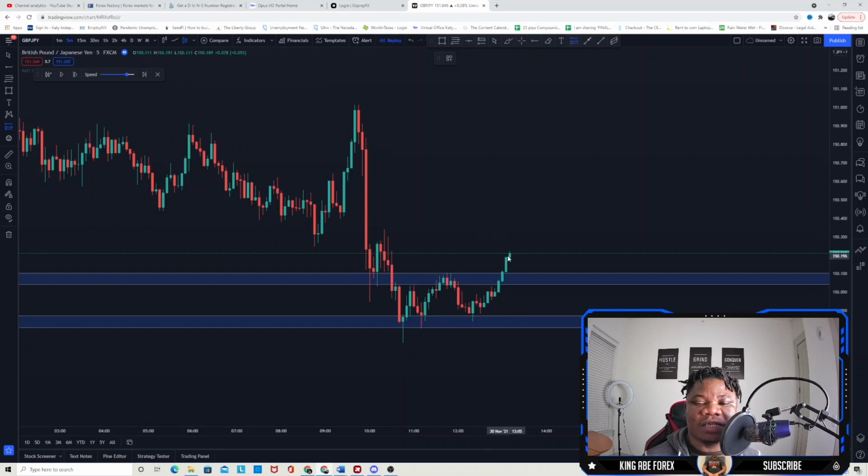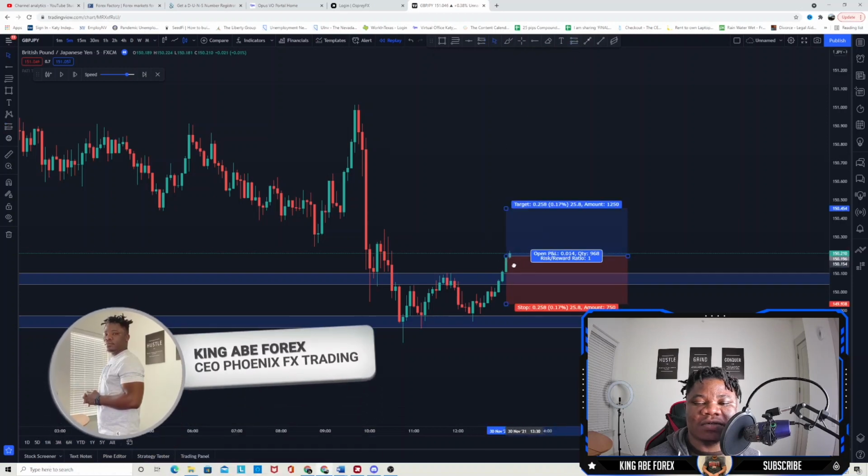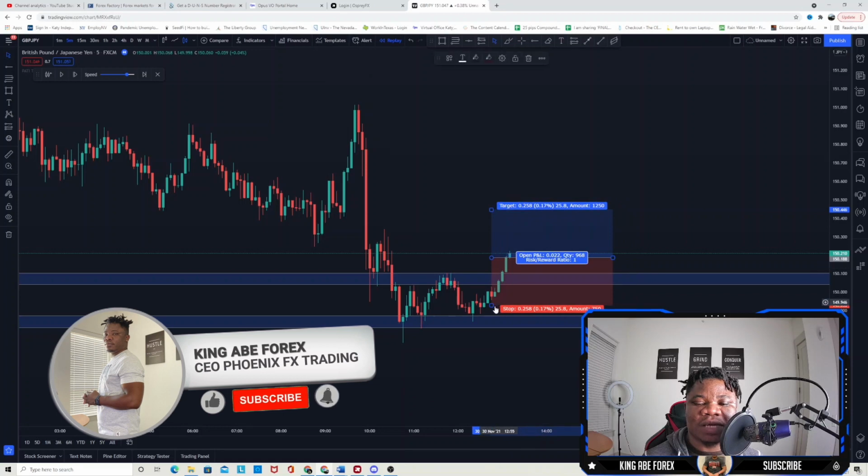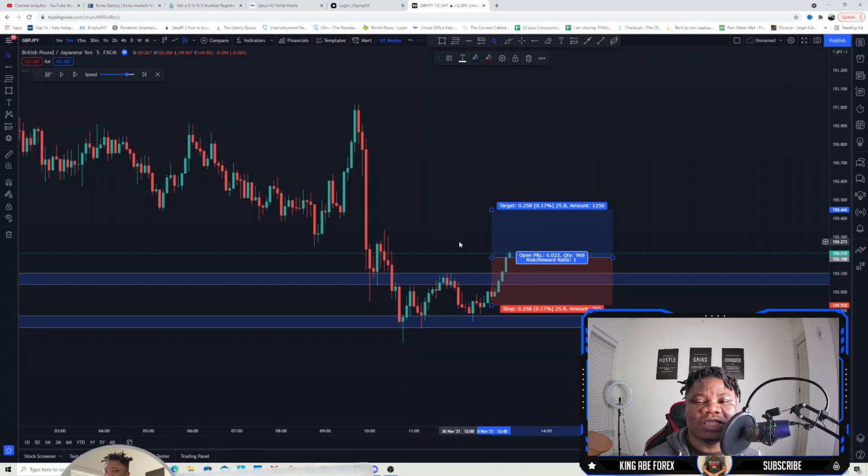We can have our entry right over here at this bullish candle, and I recommend setting your stop loss to, we're just going to set it to 25 pips. When you're using this strategy, make sure your stop loss is between 25 to 30 pips. Now we have our entry right there.